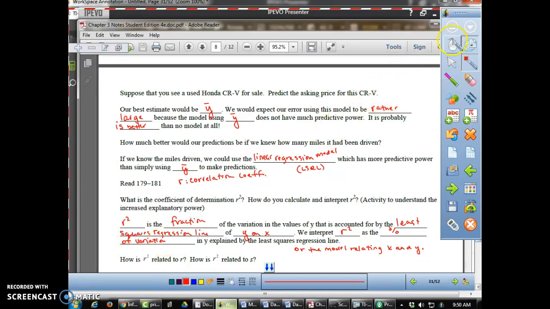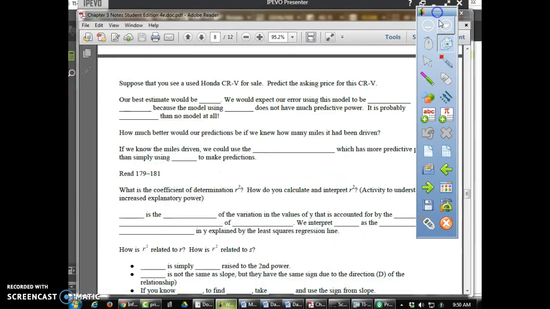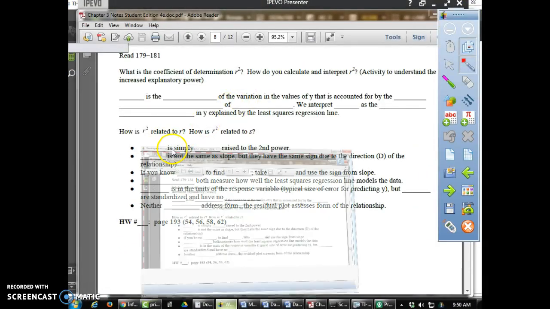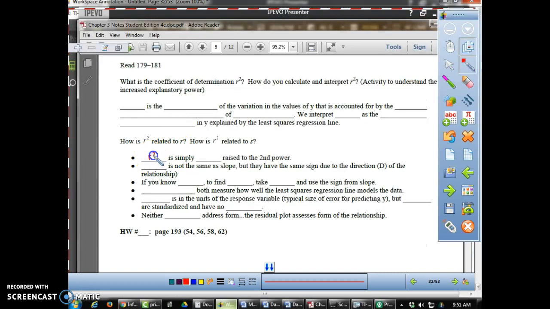Okay, now let's talk about R and R-squared, how they're related, and various characteristics of those. R-squared really is simply R raised to the second power. That seems so simplistic, but they do mean different things, so we'll talk about that. R is not the same as slope, so I want to reiterate this from yesterday. R is not the same as slope, but they do have the same sign, and it's because of the direction. If you have a positive association, that means the direction is upward as you go from left to right. That means your R should also be positive.